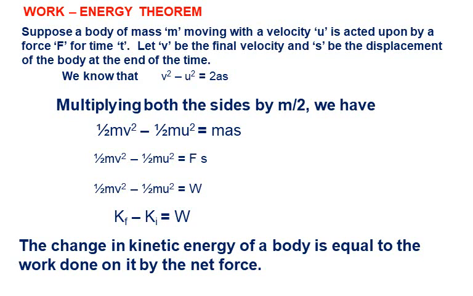Now, work energy theorem. The work energy theorem states that work done by the net force acting on a body is equal to the change produced in the kinetic energy of the body. Now, this is the proof of the work energy theorem for a constant force. Suppose a body of mass m moving with velocity u is acted upon by a force F for time t, and v is the final velocity. Calculate as we have calculated earlier. You will get work done equal to final kinetic energy minus initial kinetic energy. That means the work done is equal to the change in its kinetic energy, and this is the work energy theorem.